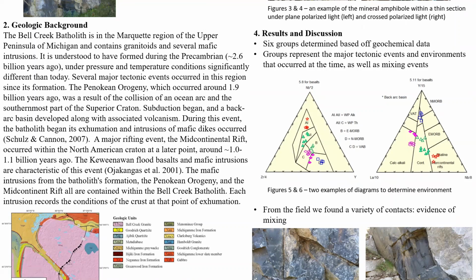These mafic intrusions captured the conditions of the crust when the batholith first formed and during each major tectonic event. Our understanding of rocks as old as these is limited because not only were the conditions within the crust different, but also these major tectonic events changed the rocks, making them more difficult to interpret. However, we can use the mafic rocks to determine the crustal evolution as the batholith exhumed, since each intrusion records the conditions of the crust at that point of exhumation.